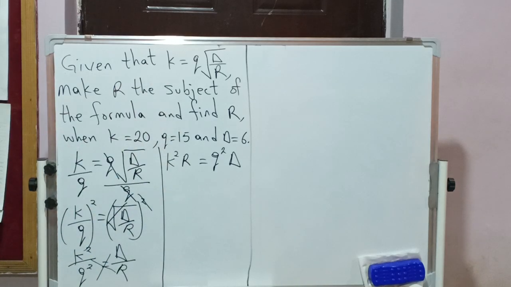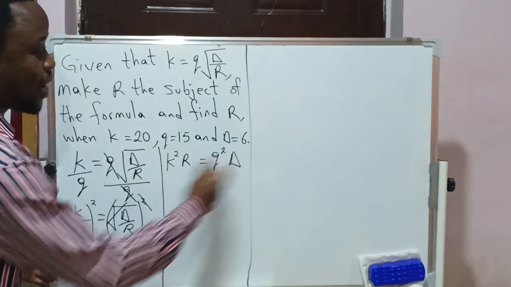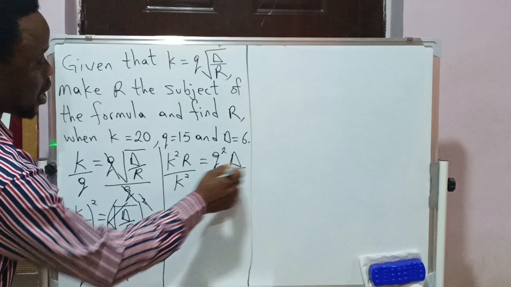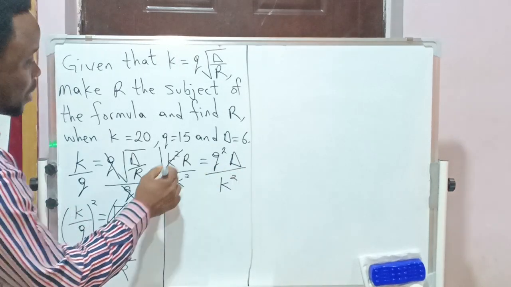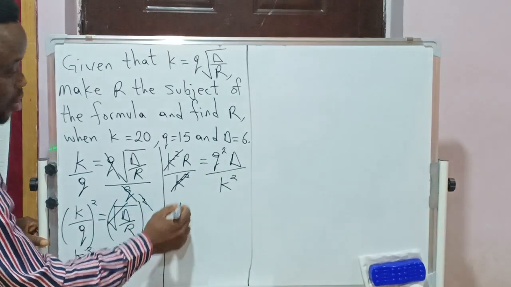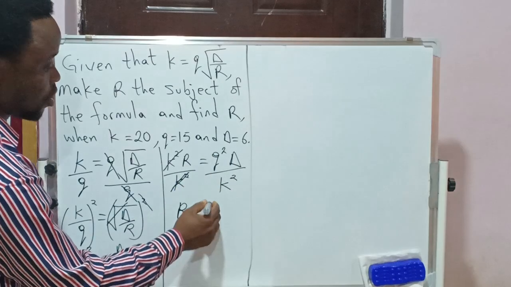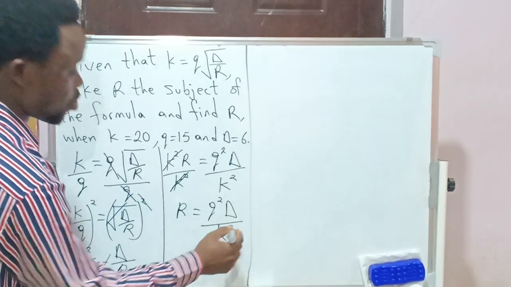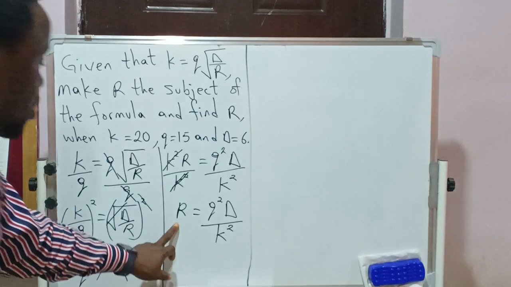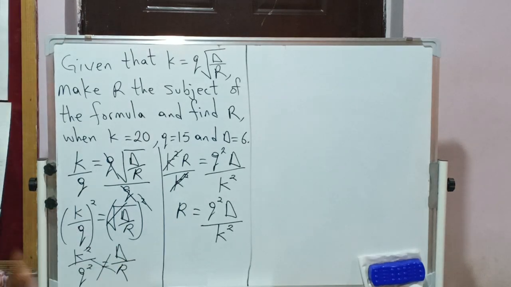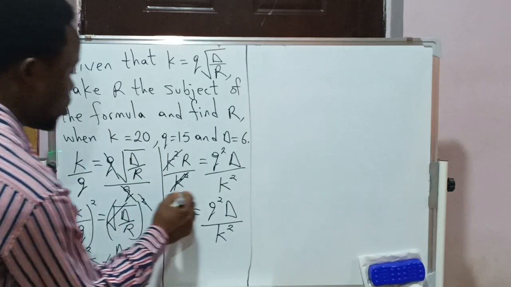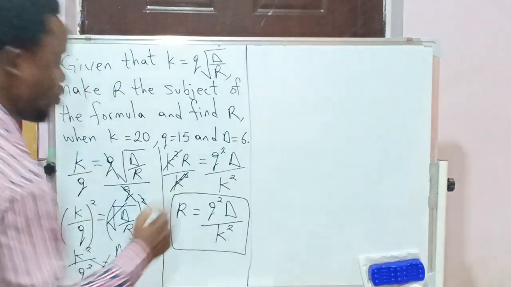So now the next thing is, I will need to remove k squared. And how will I remove k squared? By dividing both sides by k squared. So I will divide here by k squared. I will divide here by k squared. By so doing, can you see? r is now q squared d all over k squared. Now this r is standing alone. So we have made r the subject of the formula. So this is the formula that we were actually asked to look for.